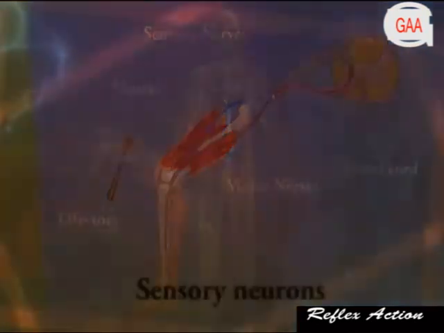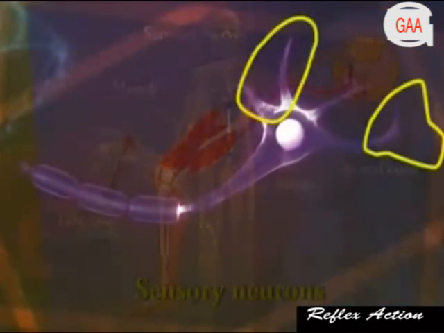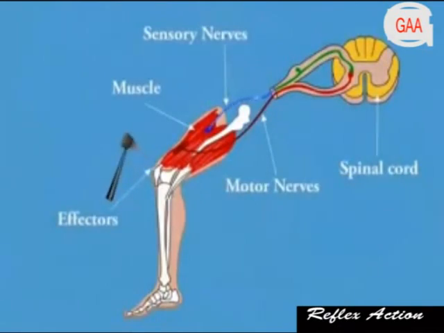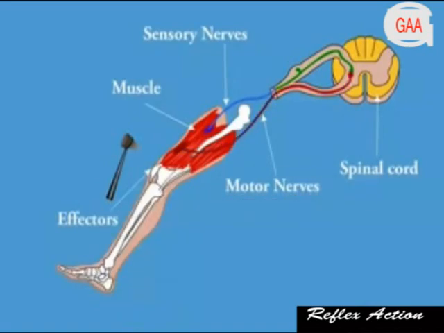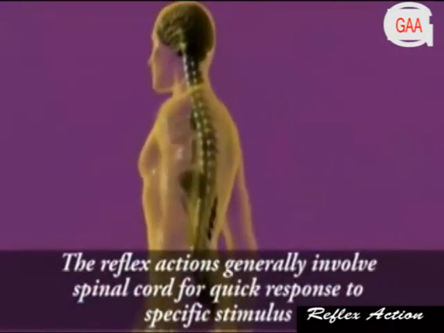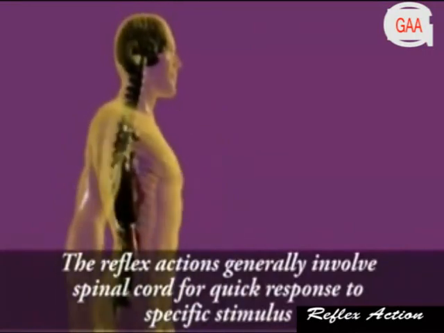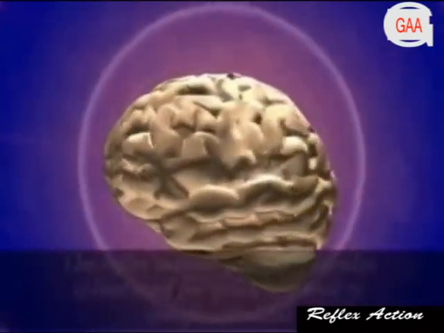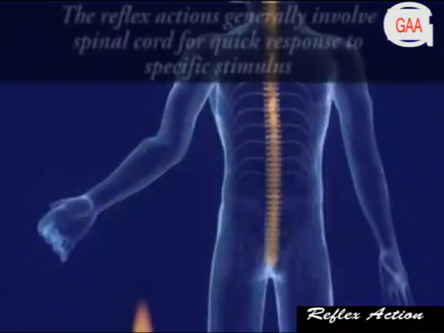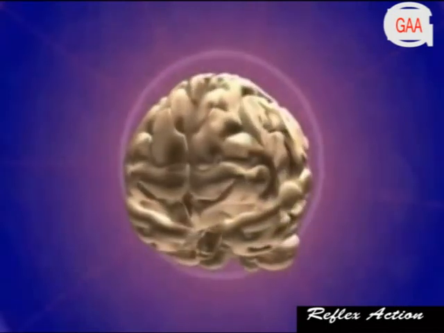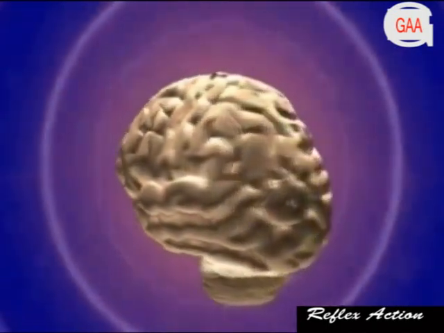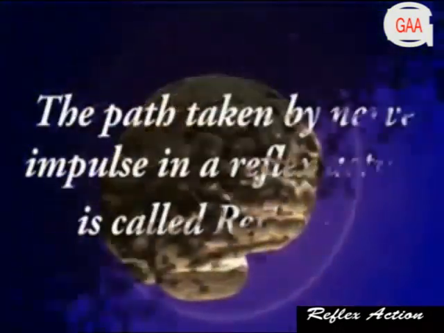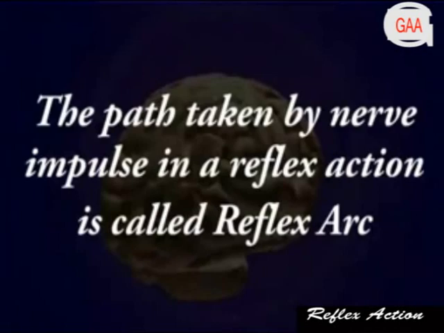In reflex action, the dendrites of sensory neurons quickly relay a message in form of electric impulse via sensory nerves to the spinal cord. The spinal cord then sends information impulse via the motor nerves to effectors, that is muscles or glands. The reflex action generally involves the spinal cord for quick response to specific stimulus, or otherwise the thinking process of the brain may take time and delay the response, which may harm the animal. However, information input also goes on to reach the brain where the thinking process occurs. The path taken by a nerve impulse in a reflex action is called a reflex arc.